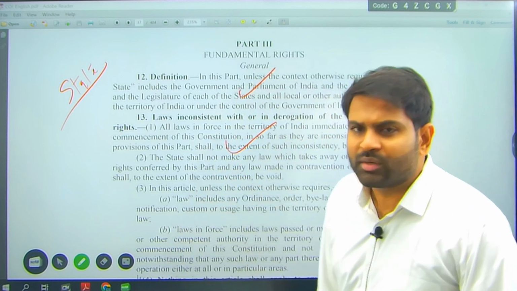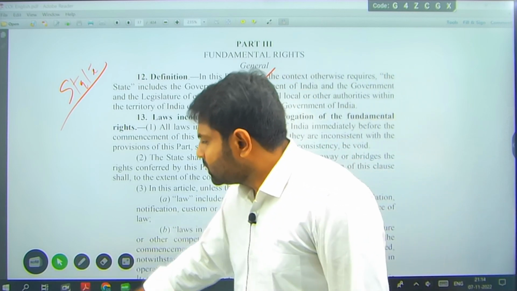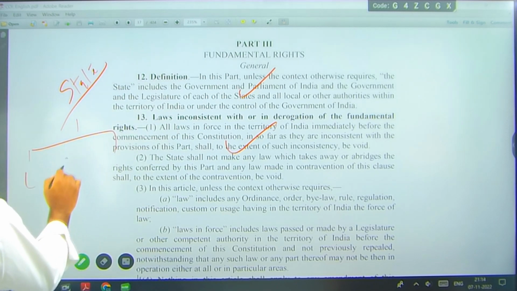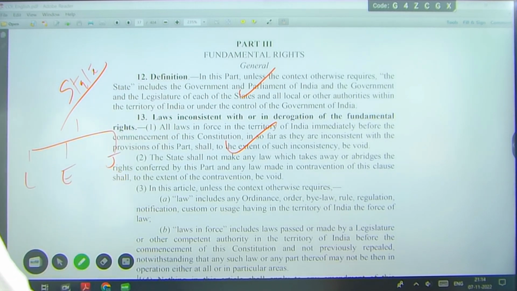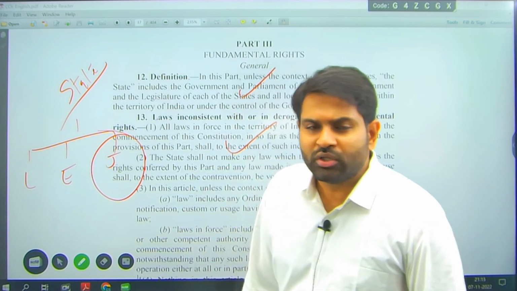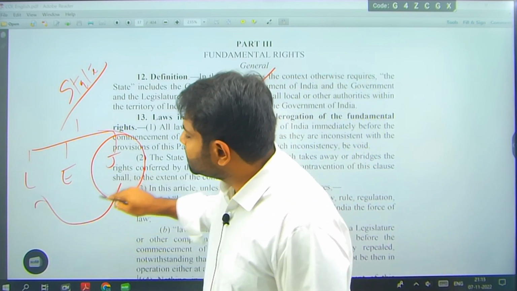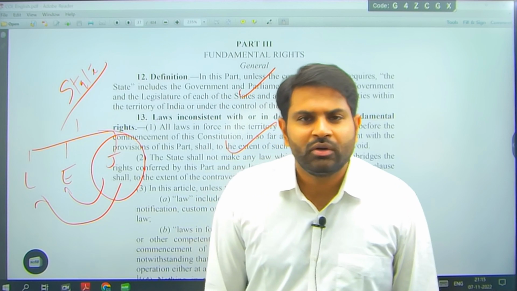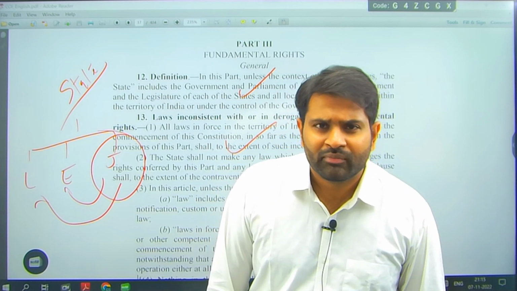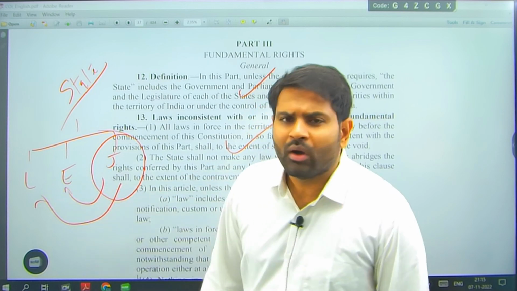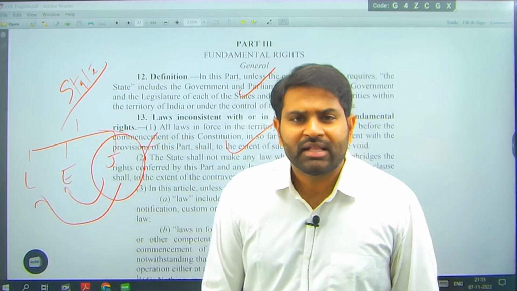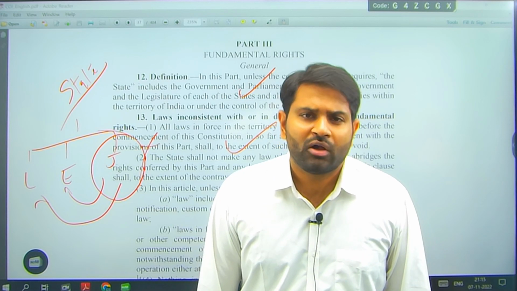Next, Article 13 is about judicial review. We have three important organs of state. One is legislature, the second one is executive, the third one is judiciary. Judiciary should review the actions of legislature and executive. If legislature or executive are creating any laws which are against fundamental rights, it will cancel them. It will make them unconstitutional.